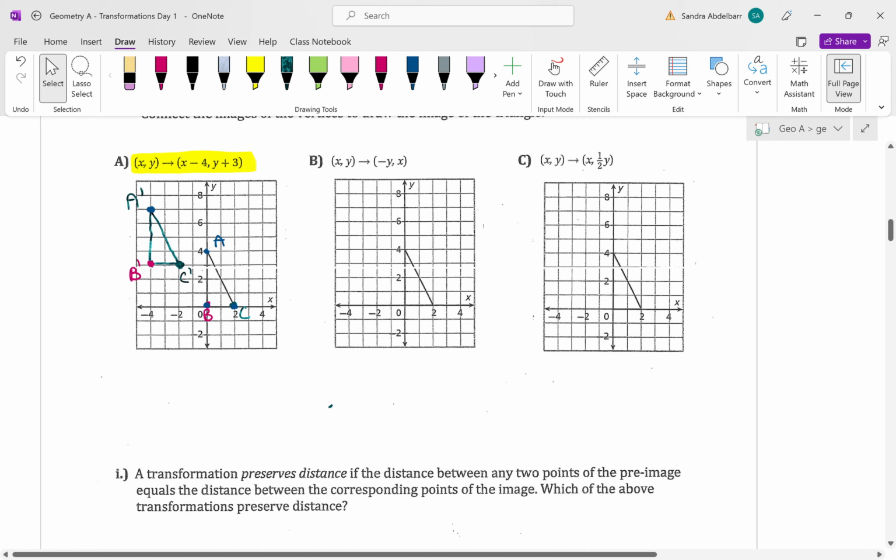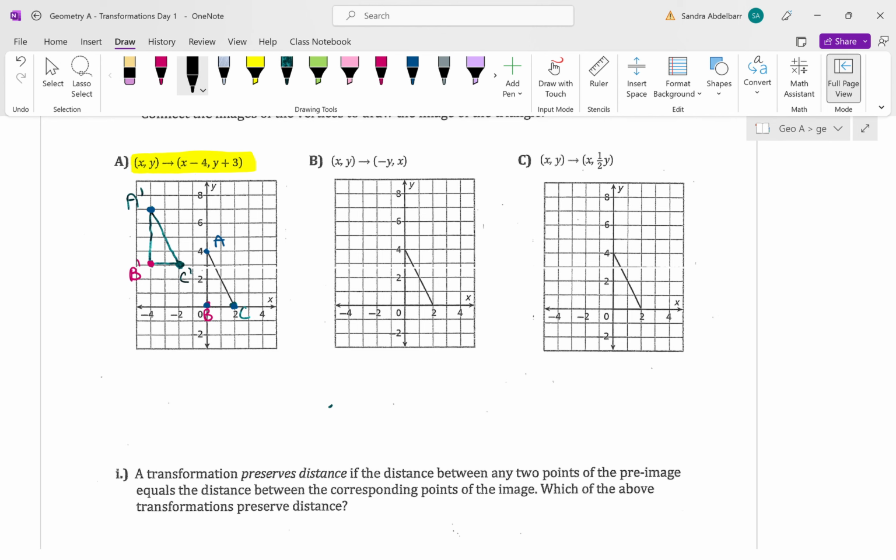All right, now what is this saying? The rule is saying take XY, switch the XY coordinates, and then negate the Y coordinate. All right, so for this one, I want to list out my points. That's going to be the easiest way to do this. So A, we'll say, is the point 0, 4. B is the point 0, 0. And C is the point 2, 0.